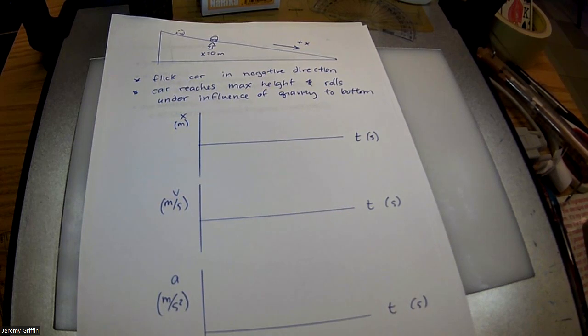So it's like a two-part story. Part one, you flick the car in the negative direction, it reaches maximum height. And part two is that afterwards it rolls in the positive direction on down the incline. The car changes direction. Is there any part of that story where the car is ever going constant velocity? No. So this is going to look different from the dog chasing the squirrel. There's no constant velocity part of this graph. I think the car is always accelerating.